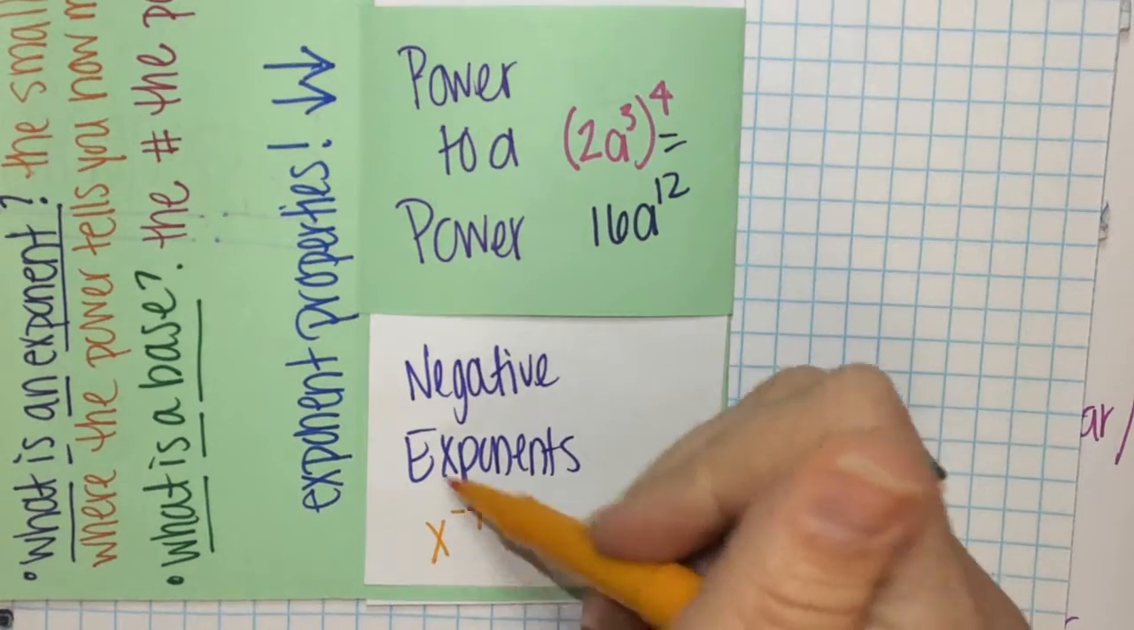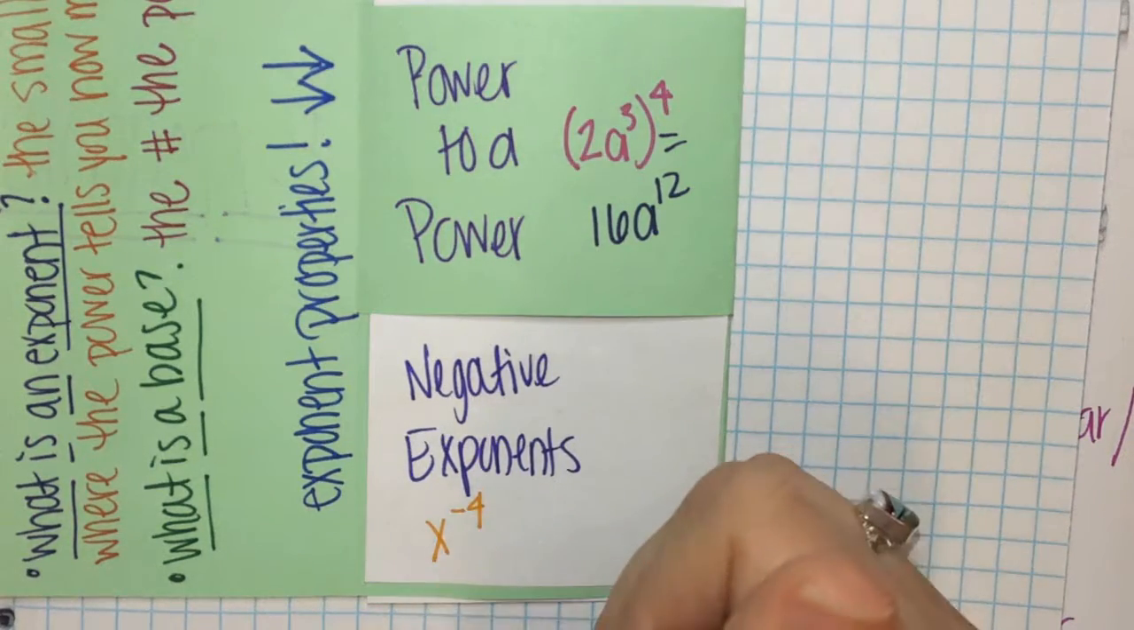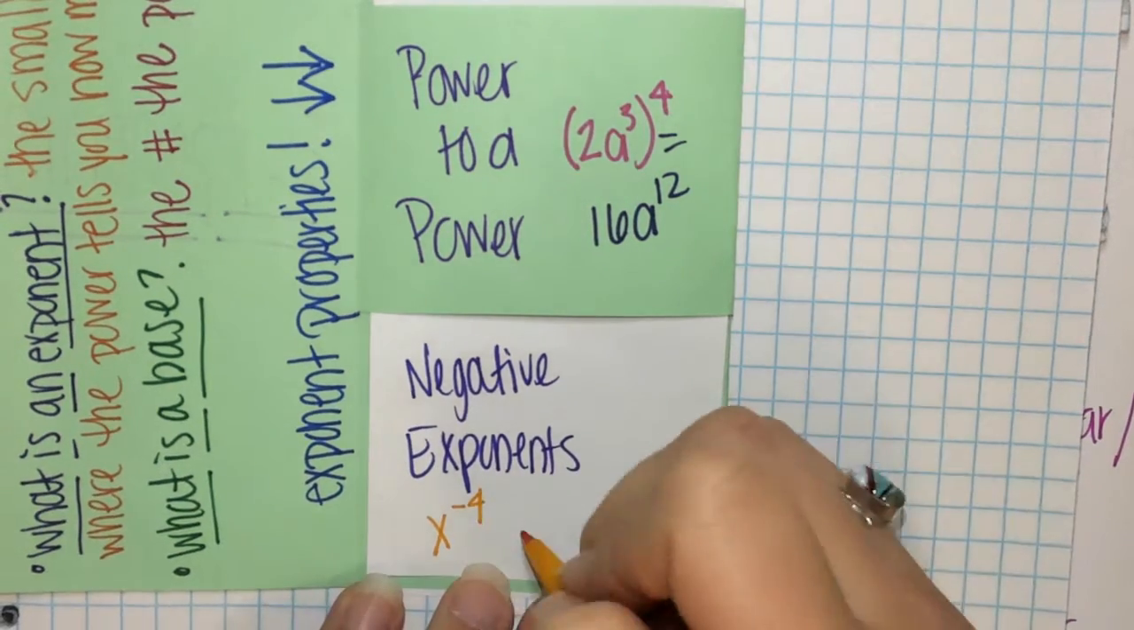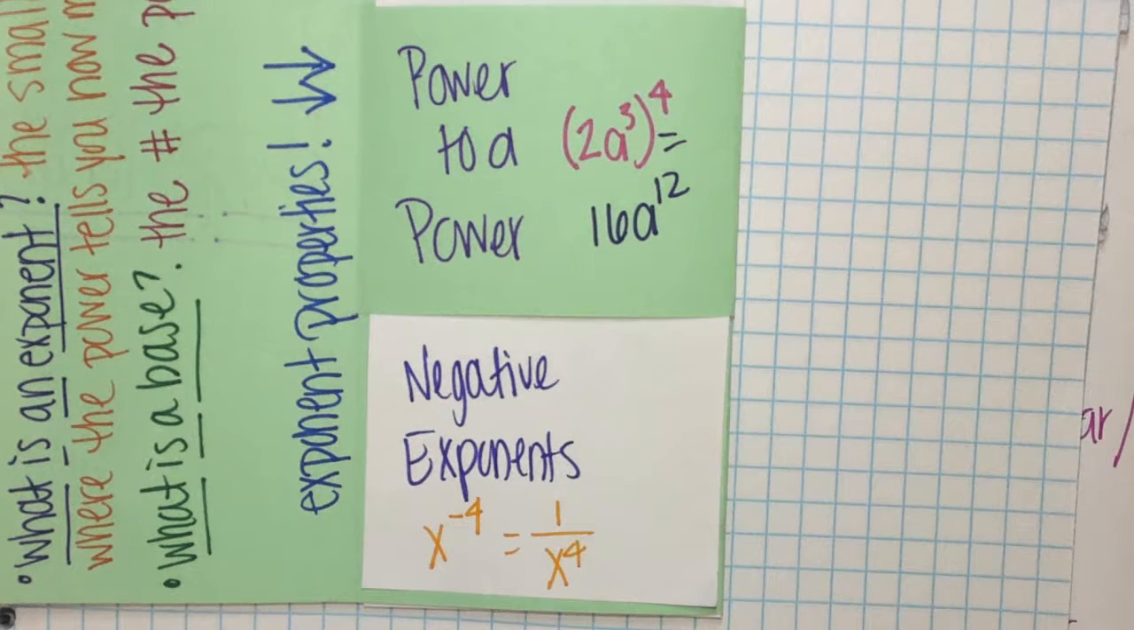Now, what are all whole numbers or anything hanging out with something underneath? What is the something underneath? A 1. And so when you flip it, it becomes 1 divided by x to the 4th. So anytime you have a negative exponent, you flip it.